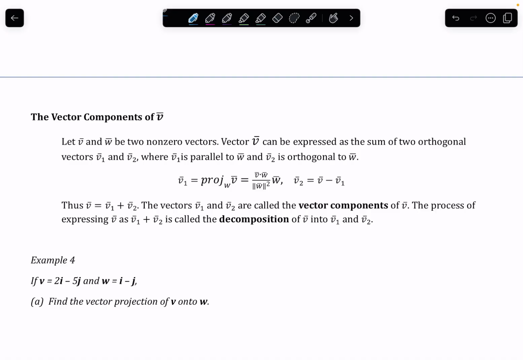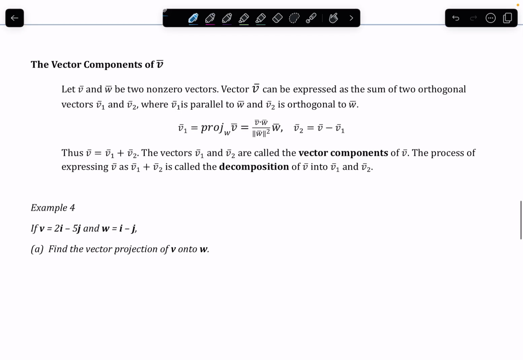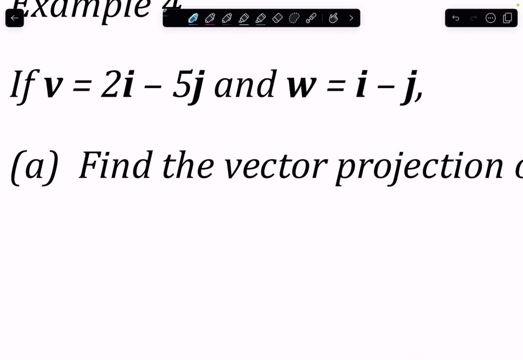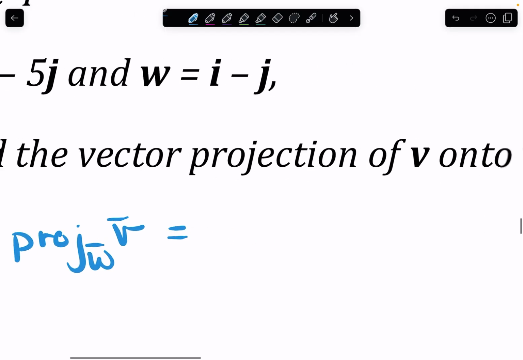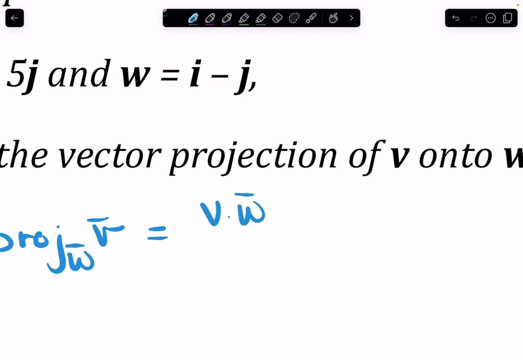All right, example 4: find the vector projection of V onto W. So make sure you know which one is onto which. The projection of vector V onto W, because I can't bold it, is the dot product between those two vectors divided by the magnitude of the vector we're projecting onto, W, squared, times the vector W itself.